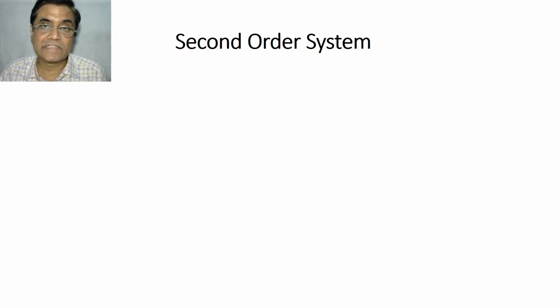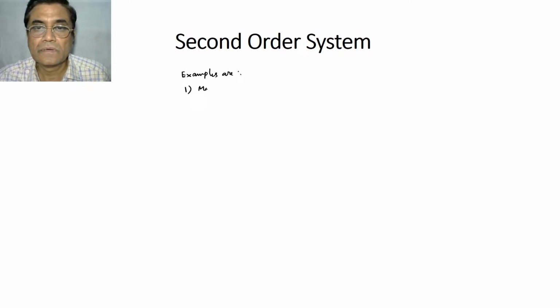Second order systems, as the name reveals, are those systems which can be represented by second order differential equations. Examples of second order systems are the mass spring damper system and the LRC circuit.